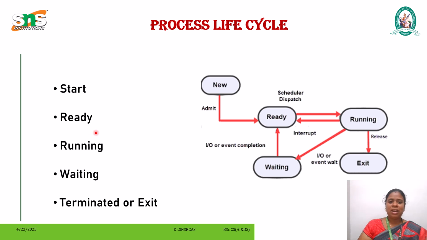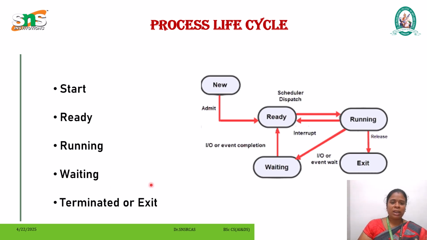Next one is the ready state. The process is waiting to be assigned to a processor. Ready processes are waiting to have the processor allocated to them by the operating system so that they can run. A process may come into this state after the start state, or while running it may be interrupted by the scheduler to assign the CPU to some other process. Next one is running. Once the process has been assigned to a processor by the OS scheduler, the process state is set to running and the processor executes its instructions.